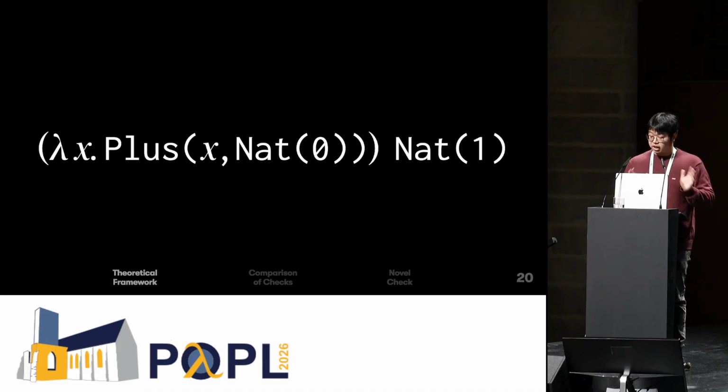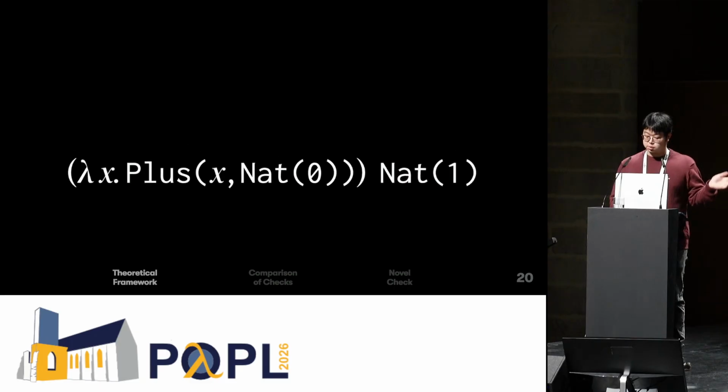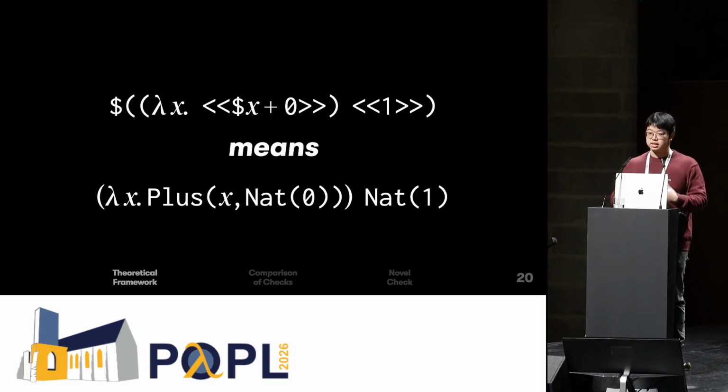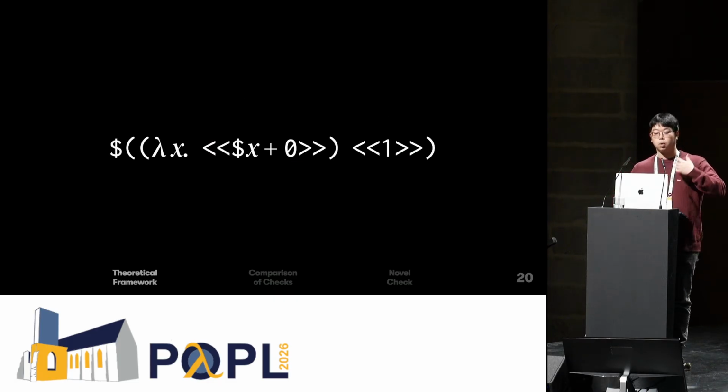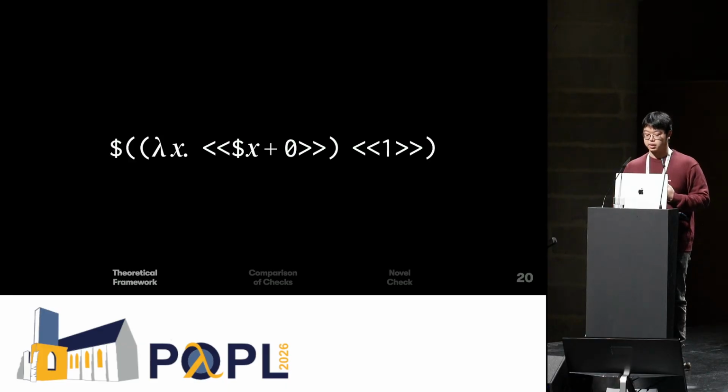So this was the example that we had earlier. We can write it in the code splice form, and what we say is that the code splice form means the AST form. Formally, we define an elaboration from the code splice form into the AST form, and I'm going to show you what that elaboration is now by walking you through the elaboration of this particular code splice program.